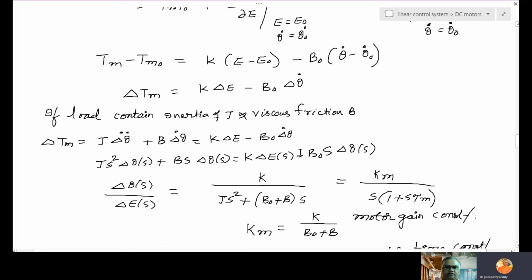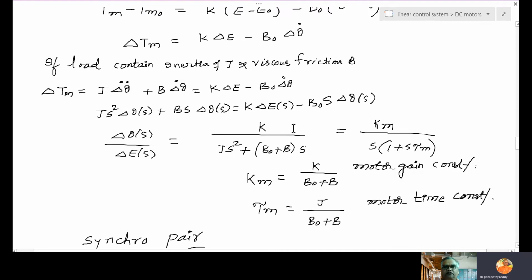Then apply Laplace transform, take the ratio, you will get this. So change in angular displacement versus change in input. Whenever input is changing, how much angular displacement is changing. This ratio is the transfer function. So you will get this form; basically simplify this form. Here Km is the motor gain constant and tau m is the motor time constant.